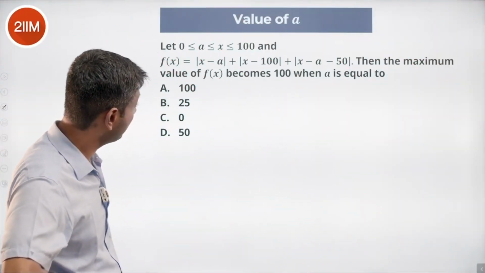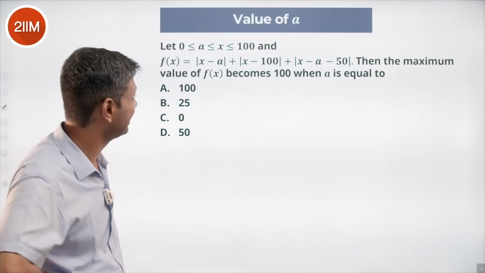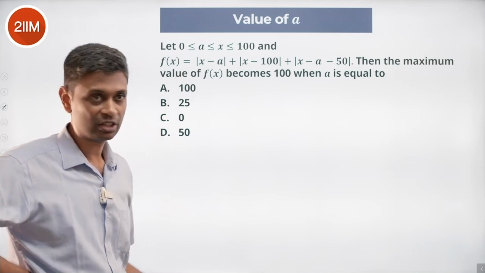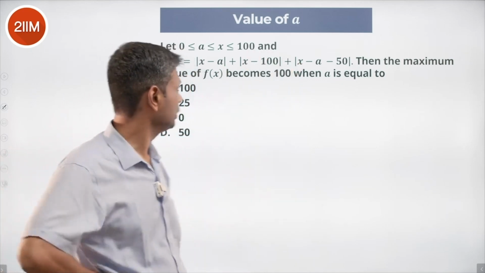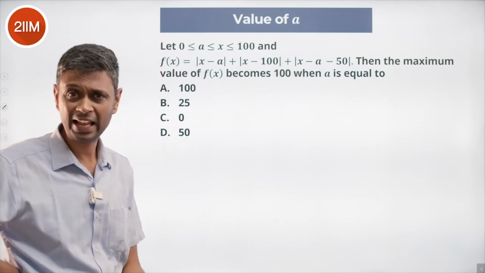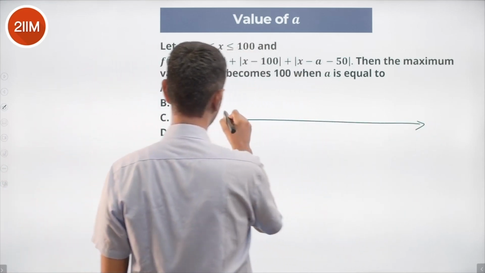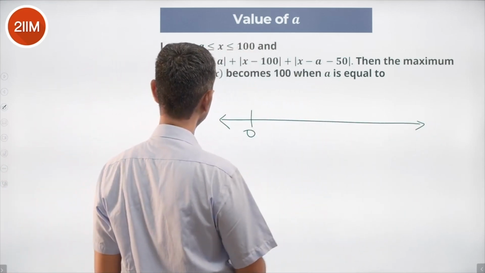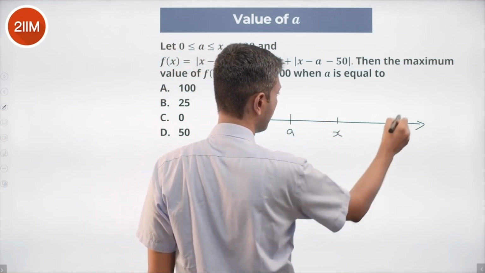Get through. F of x equal to modulus of x minus a plus modulus of x minus 100 plus modulus of x minus a minus 50. Distance between x and a, distance between x and 100, distance between x and a plus 50. The maximum value of f of x becomes 100 when a is equal to? Very nice. So let's put 0, a, x, 100.